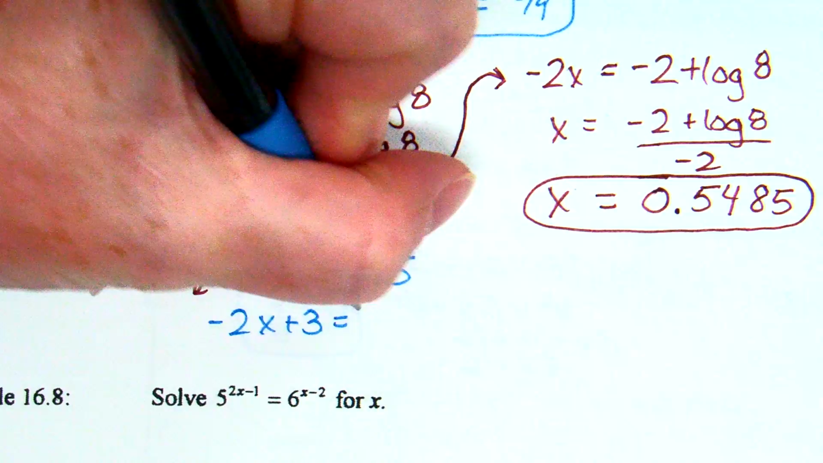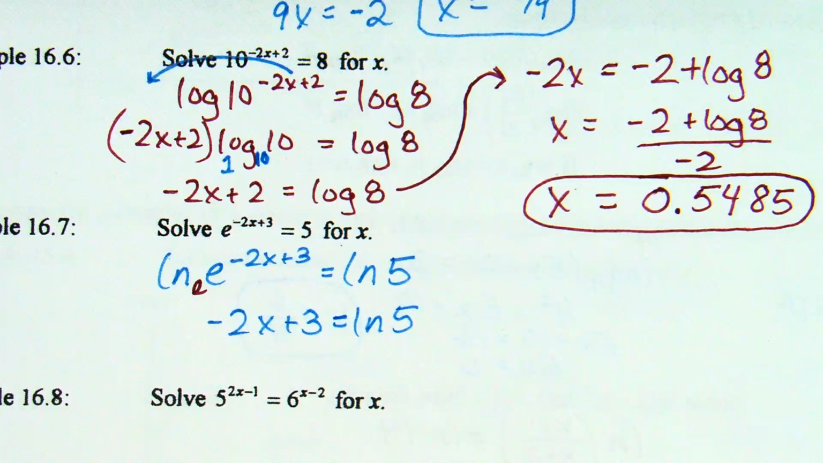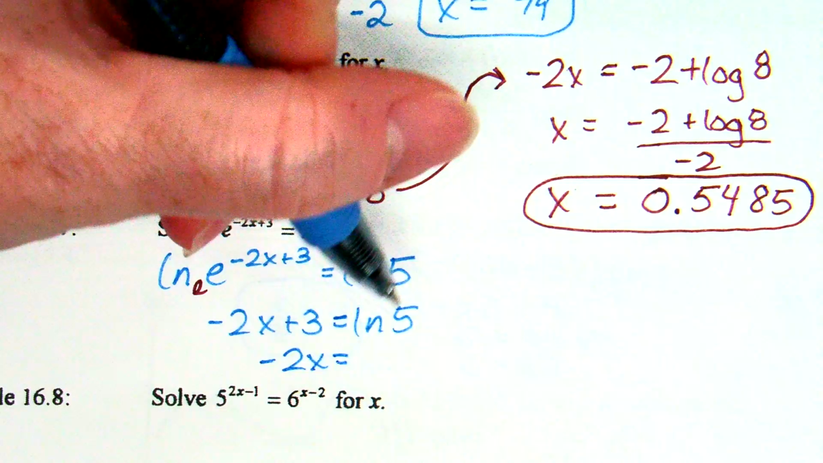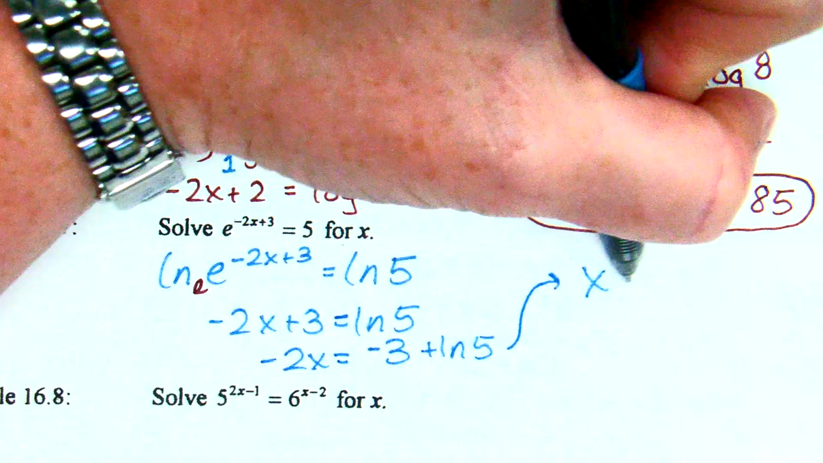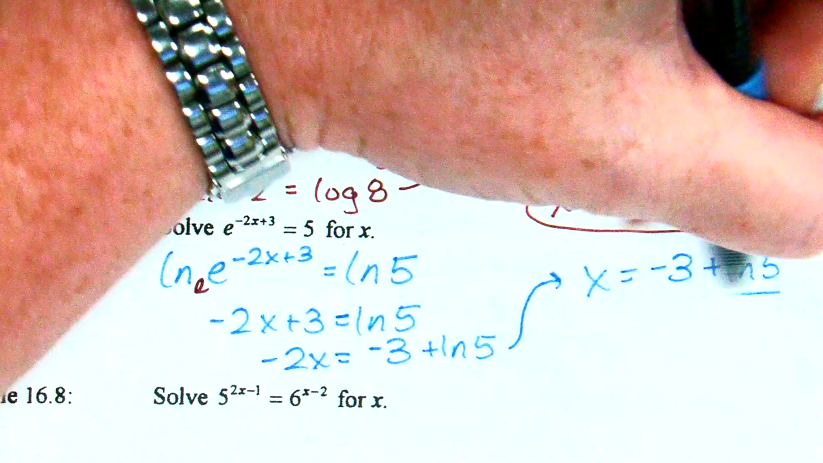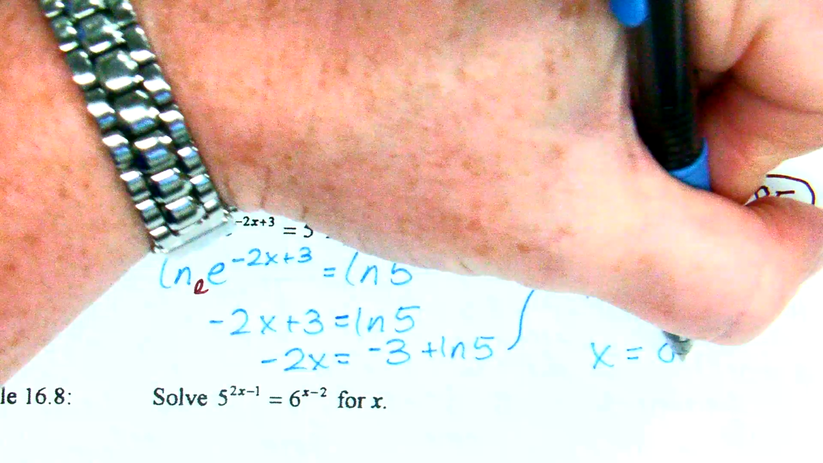I don't care for writing a bunch of decimals down. So we're going to subtract 3. I'm going to write it as negative 3 plus natural log of 5. Divide by negative 2. So x is negative 3 plus natural log of 5, divided by negative 2. Do the math.